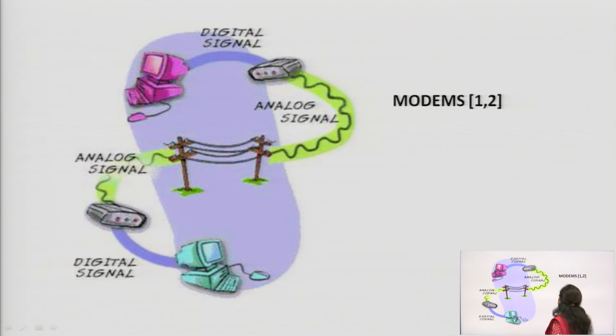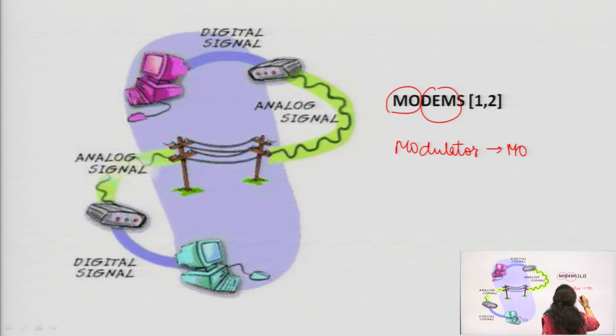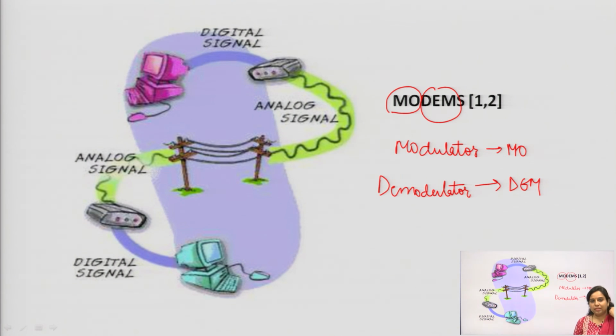What is a modem? Modem is made up of 2 words: modulator, then demodulator. Modulator is used at the transmitter side and demodulator is used at the receiver side. So, what is the basic function of this modulator and demodulator? When we are talking about a modem, it is a single device.